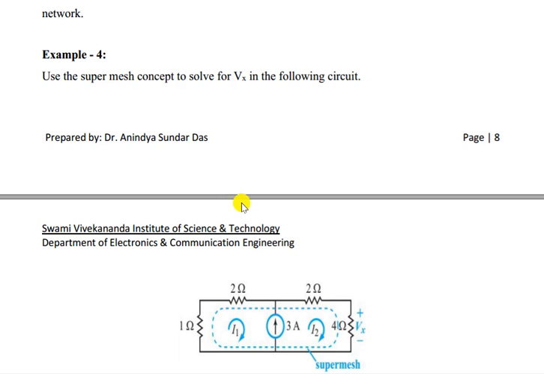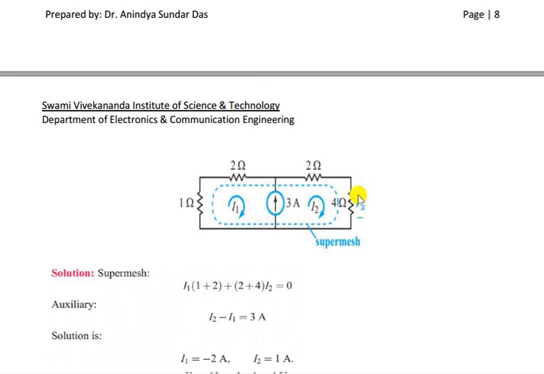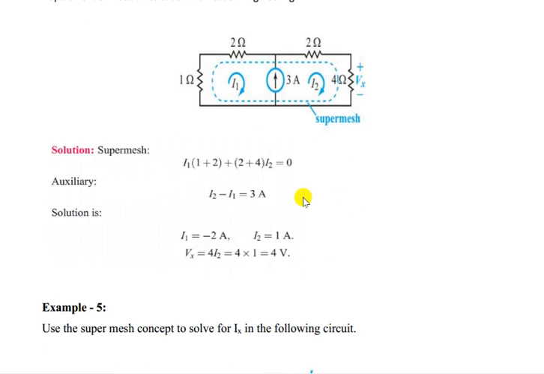Now let us take one example of that. Use the super mesh concept to find Vx across this resistance. If we want to apply mesh analysis, two meshes are there, M1 and M2, so two mesh currents I1 and I2 in the clockwise direction. Now here we can write the KVL. If you want to write KVL for mesh 1, we cannot write the voltage drop directly across this current source. So what we have to do is make a super mesh.